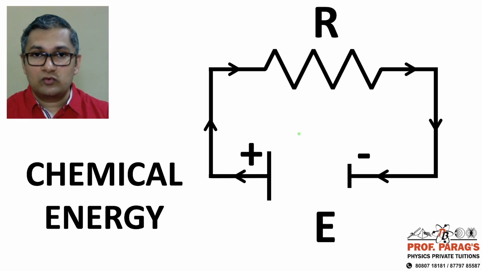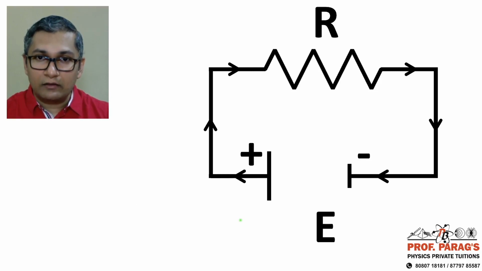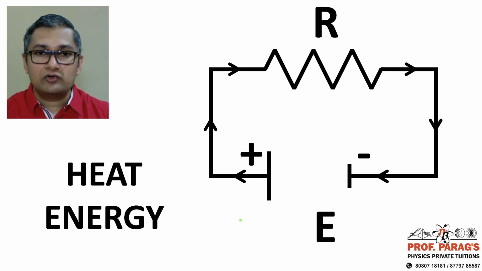But this loss of chemical energy you will study in detail in electrochemistry, which is a chapter in chemistry, not in physics. Here in physics, I'm not interested in the chemical part of it. I'm interested only in the energy part of it. So just like money, energy is also in different forms. Just for the sake of accounting, I'm going to use heat energy.